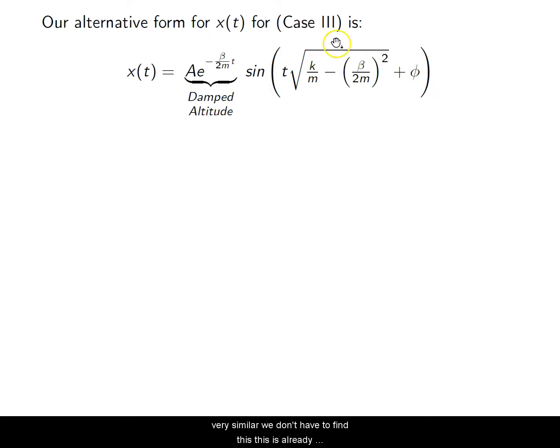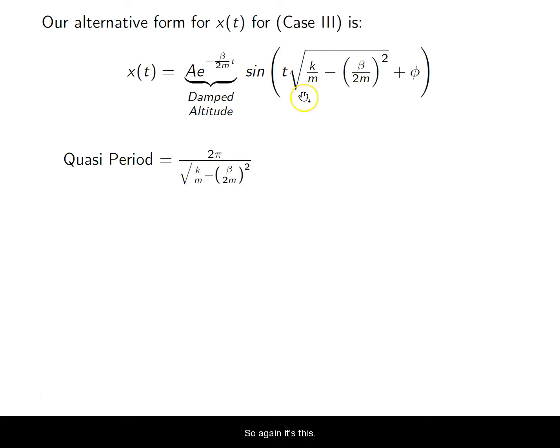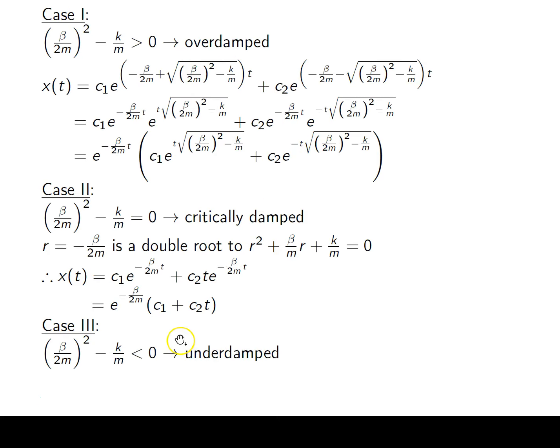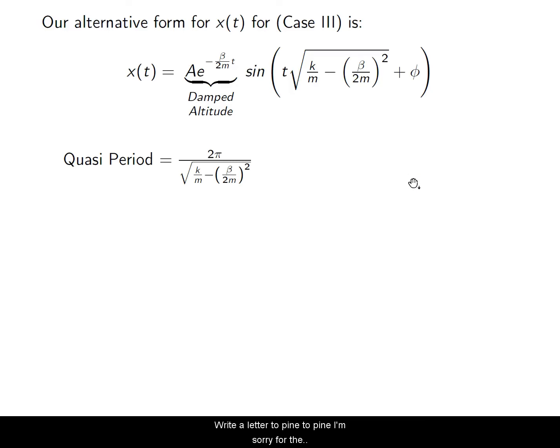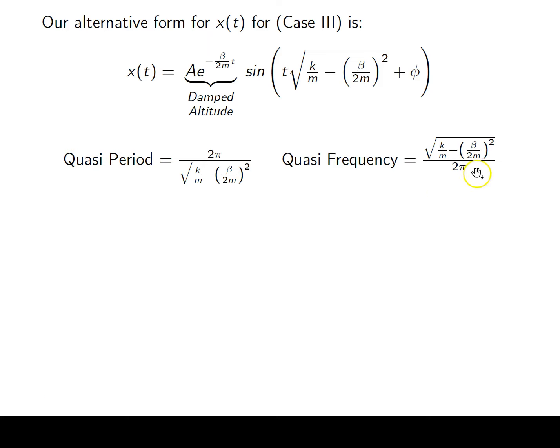It looks very, very similar. We don't have to find this, this is already inherent. The phi we have to find. This is already here. This alpha we have to find. They're no longer called the period, but it's called the quasi period. Again, it's this portion, under 2 pi, for the period, and for the frequency, not frequency, quasi frequency, it's just the reciprocal of this.